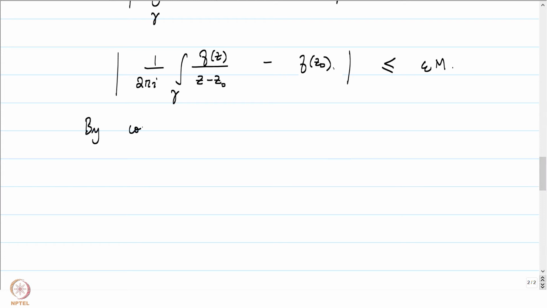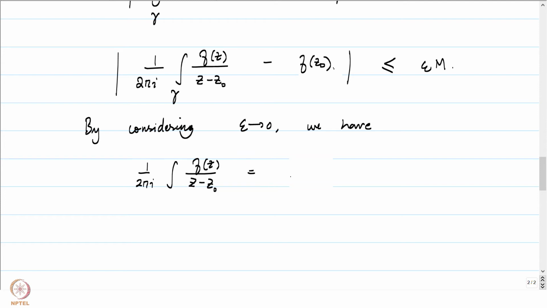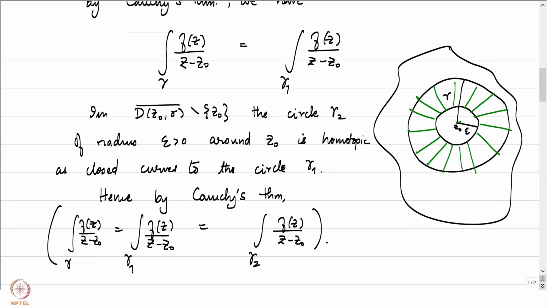By considering epsilon going to 0, we have the integral of f of z by z minus z naught over gamma is equal to f of z naught. And that's precisely what we had set out to prove. So notice that gamma was a curve which was considered homotopic to the circle of radius r around z0.